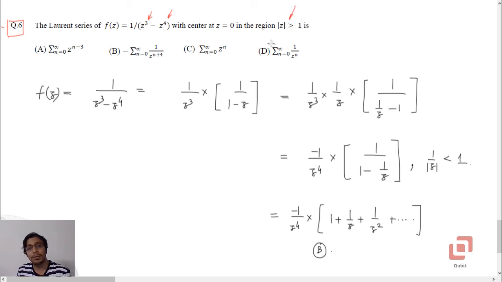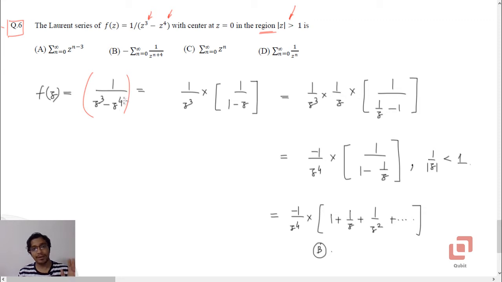Now we know that for the same function we can have different Laurent series depending on the region, due to the convergence criterion. Now there are four options, but nonetheless we have to start by writing down f of z, and due to the form of f of z we will bring in the geometric series. So first let us start by writing down the function, which is 1 over z cubed minus z to the power 4.